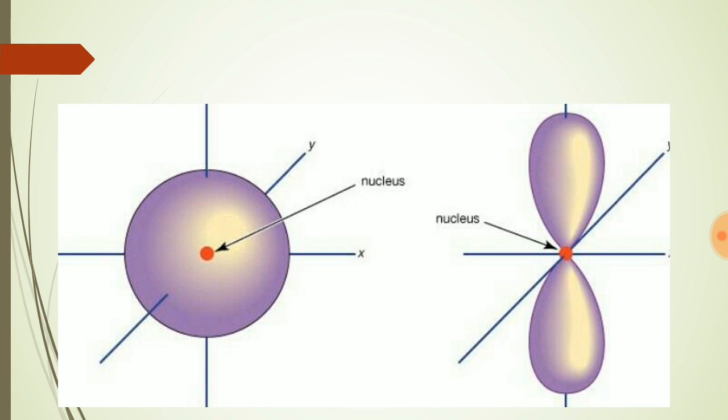Now let us move to this. This is the shape of s orbital and this is the shape of p orbital. This is spherical in shape, this is dumbbell in shape.